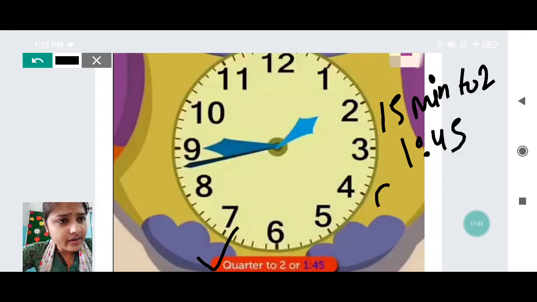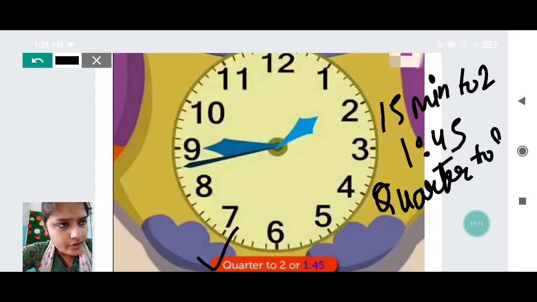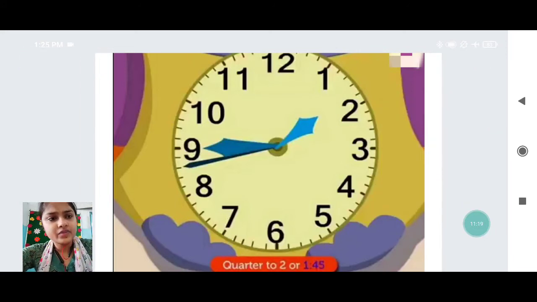1:45 we can also read as quarter to 2. It means in all three cases, 15 minutes are still left to reach 2. So when time is left before the next hour, we write "to", and when the time has passed after that hour, we write "past".